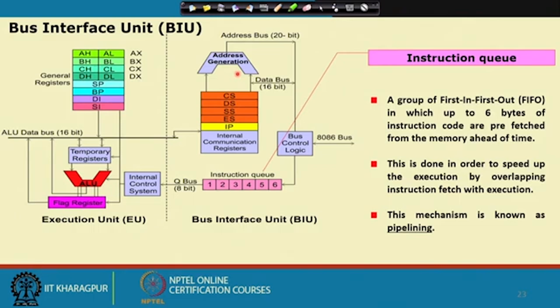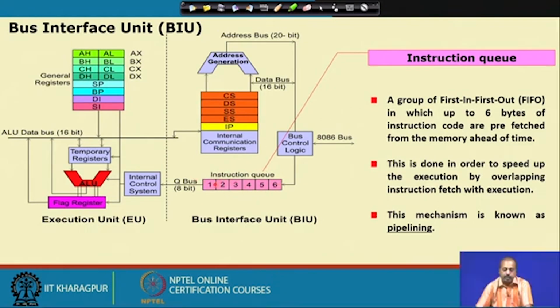The next important component in this bus interface unit is the instruction queue. As I said, there is a 6 byte instruction queue, each location is 8 bit wide, and there are 6 such locations. You remember in case of 8085 we had one instruction register or IR, and whenever an instruction is brought from memory into the CPU, it comes to the instruction register.